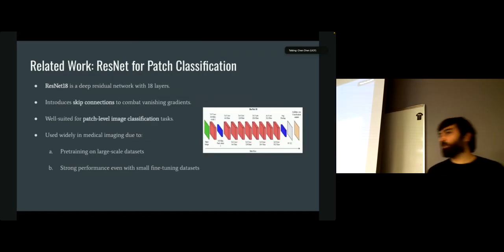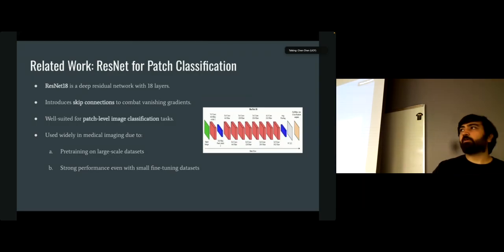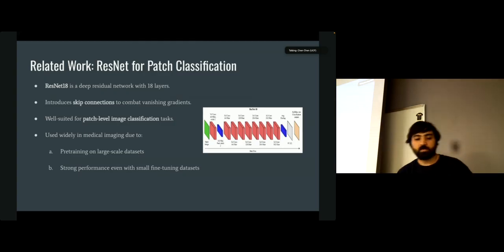Then for the classification, I'm using a ResNet model, ResNet 18. I'm using a pre-trained ResNet 18, but it's fine-tuned on the data that I extract later on.